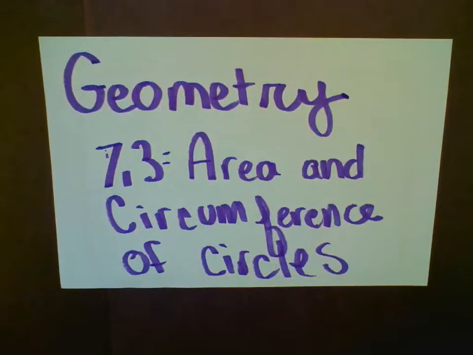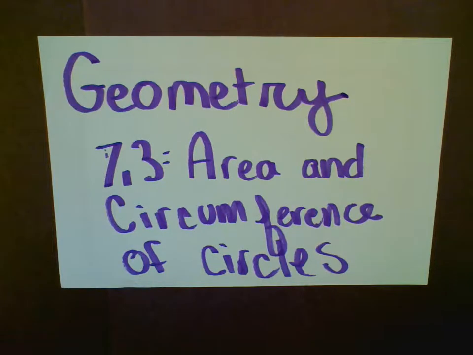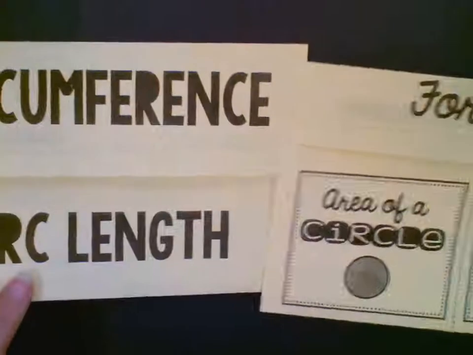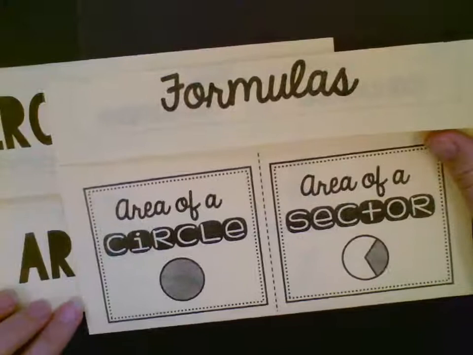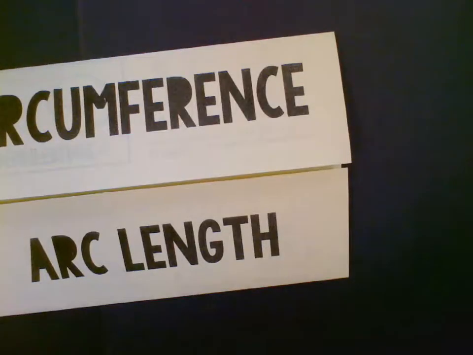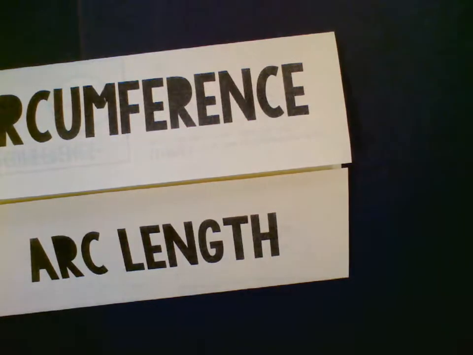Hi everyone, these are the notes for 7.3, area and circumference of circles. For these notes, there are two foldables that we're going to work on: the circumference and arc length, and the area of a circle and the area of a sector. They go together in one note for 7.3. There are just two foldables for them, so make sure you have both of them.